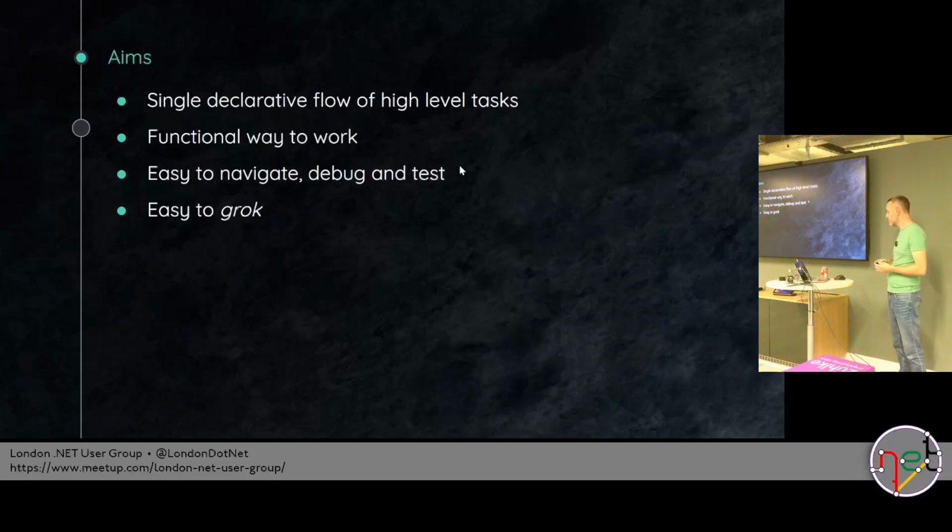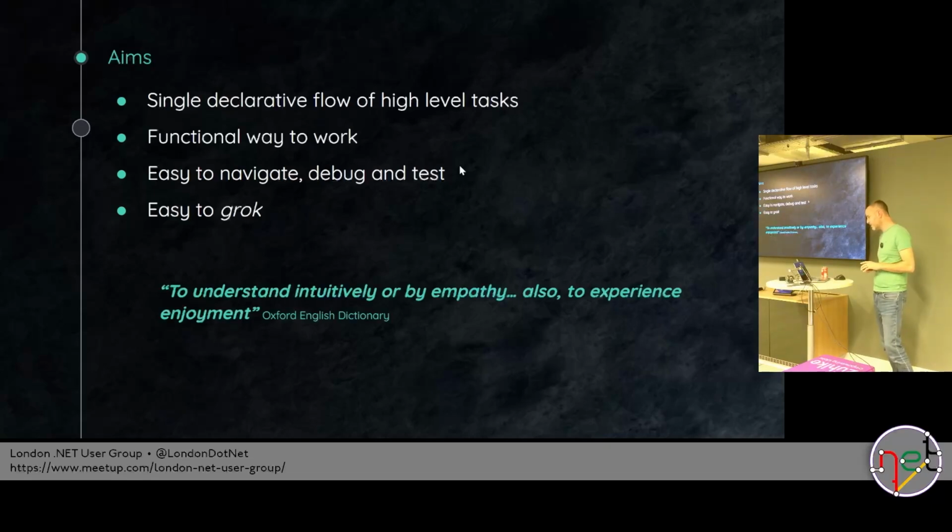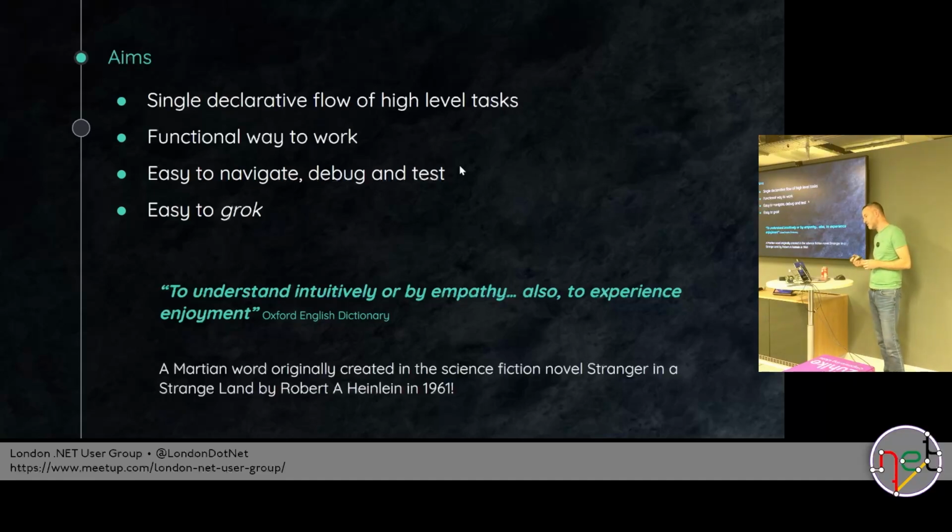I had to look up this word to see whether it was still a thing, because it's a pretty old word. I knew I'd heard it somewhere, and I thought, I think that's what I want. And I found this amazing dictionary definition. It's quite long, but this is the start and the end. To understand intuitively or by empathy, also to experience enjoyment. And coming back to do this talk, I was like, yes, that's exactly what we wanted to do. Incidentally, grok is the only word in the English language which is derived from Martian.